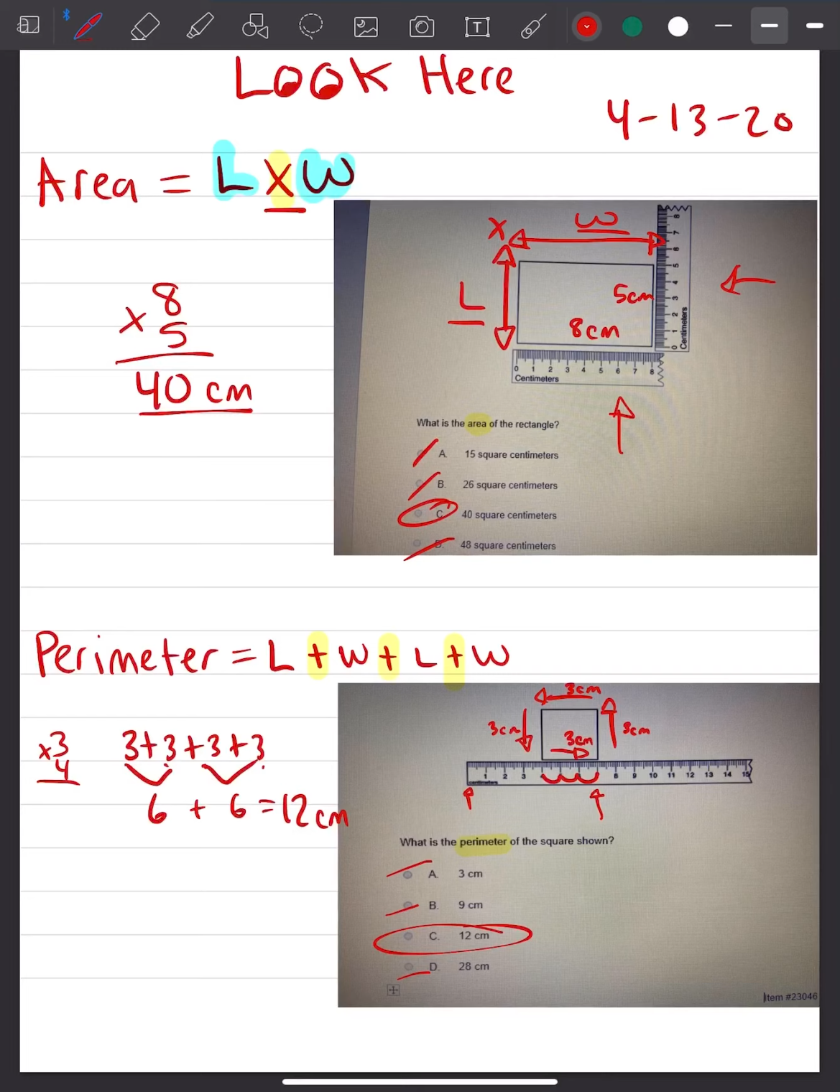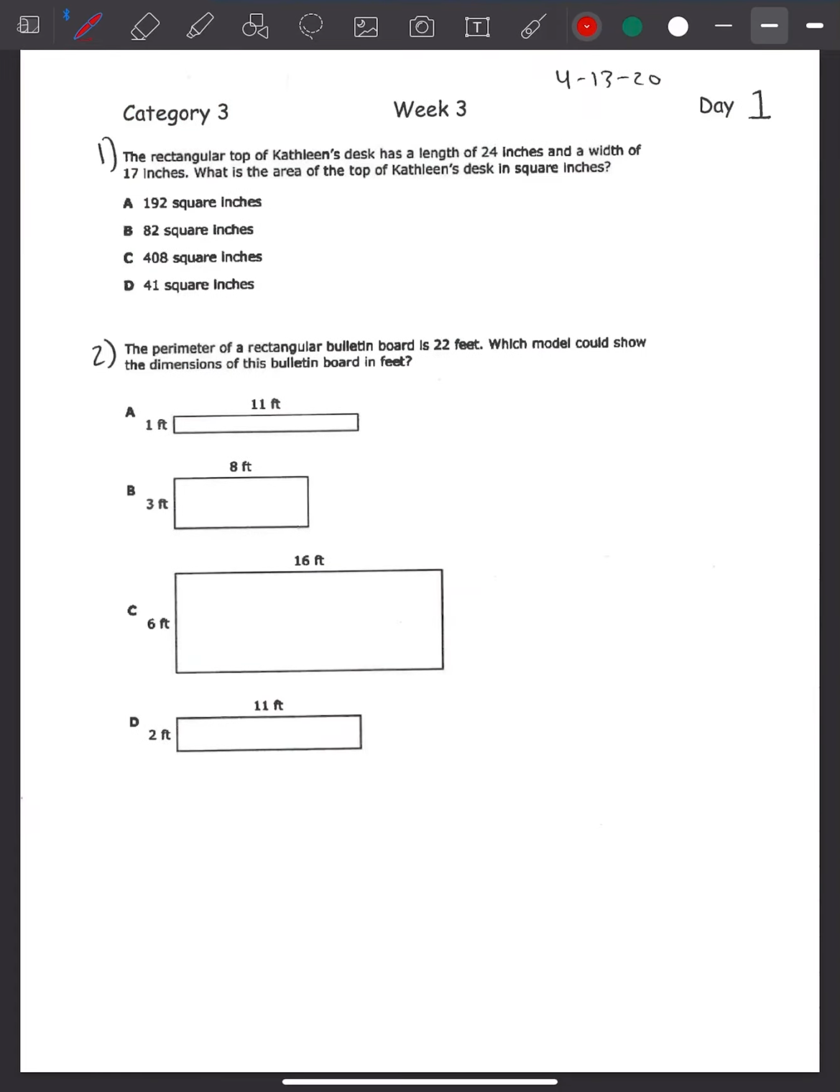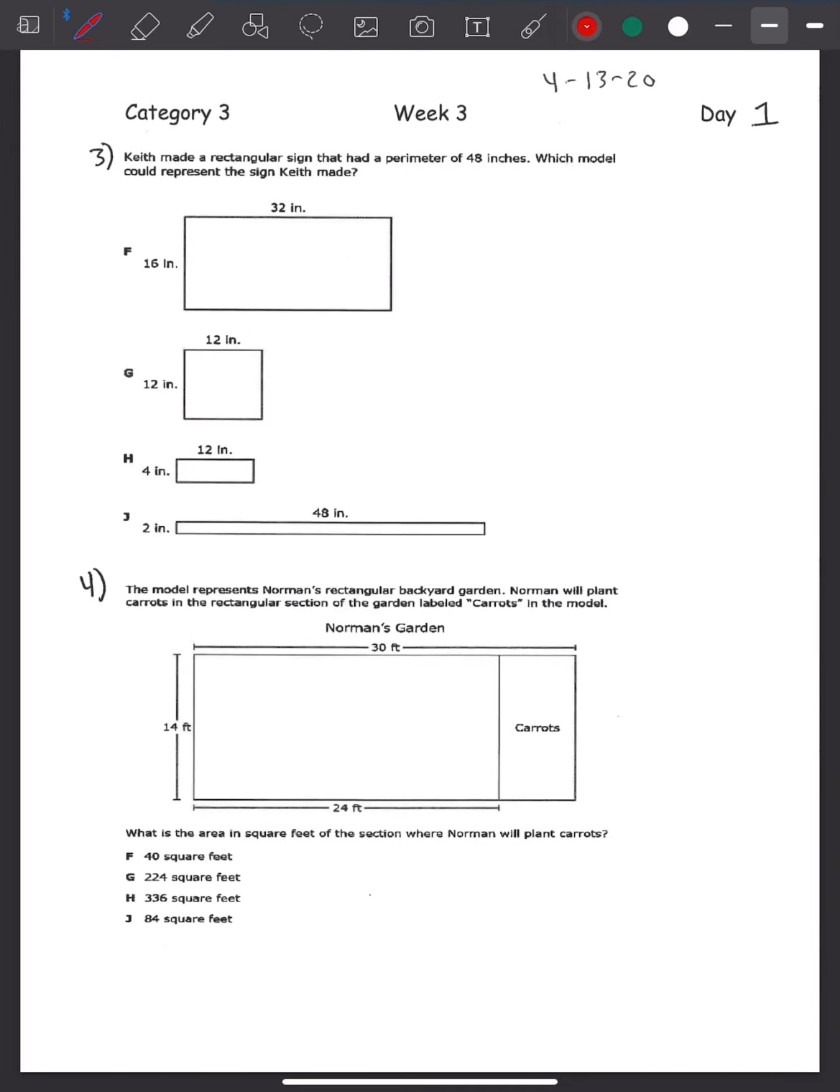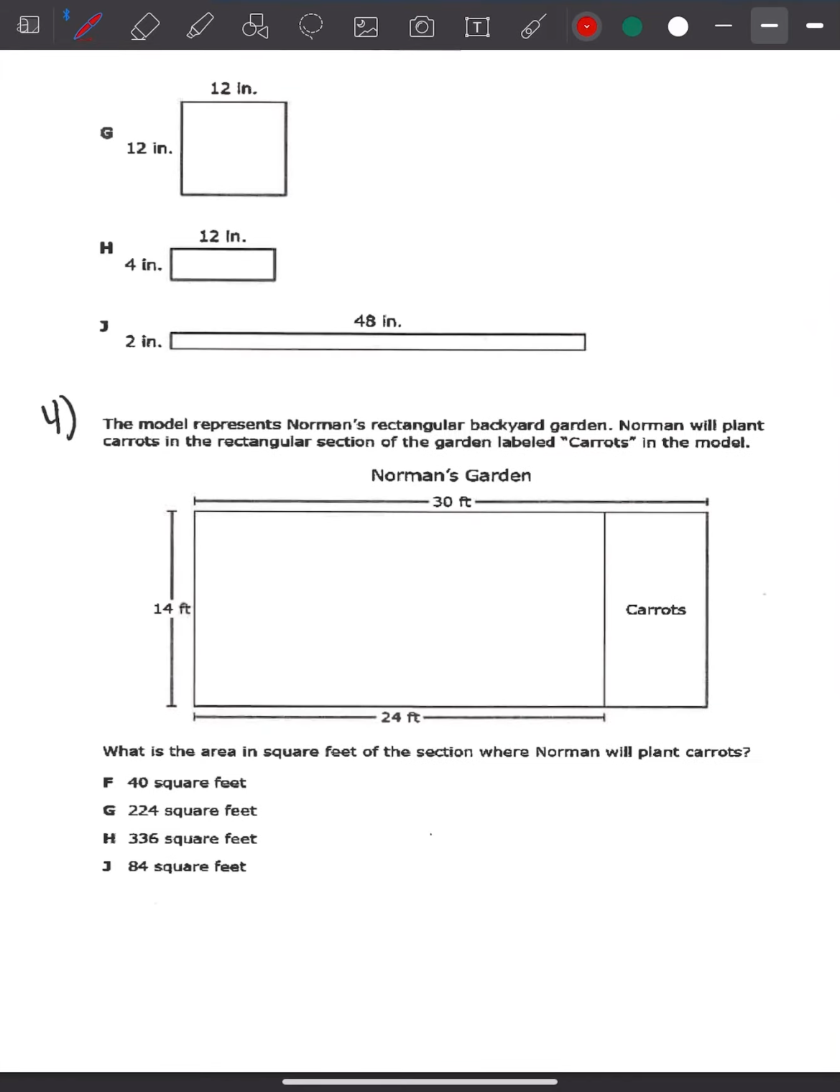All right, so you can always pause the video here so that you can look at it, look front and back to your packet and make sure that you're doing the right thing. Now you're gonna have 4 problems on this one. I really want to talk about number 4 really quick because number 4 is a little bit different.